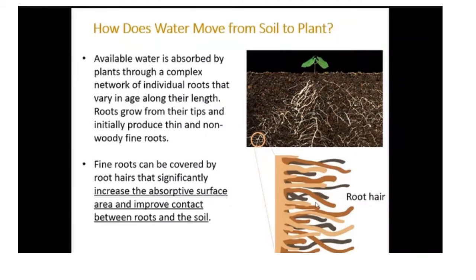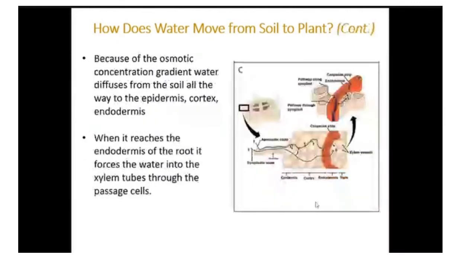Now, what happens after the plants start absorbing water? How does the water move? This is an illustration. Here you have the root, and then you have the other parts of the plant all the way to the xylem. When the water is absorbed by the root, the water moves due to osmotic gradients. It means that you have differences in the salt concentrations. It moves from the root to the epidermis, cortex, and then to the endodermis. Once it reaches here, it will move to the xylem tube through the passage cell.